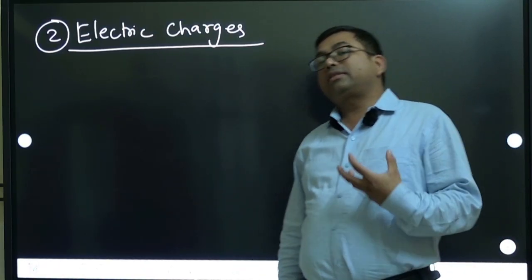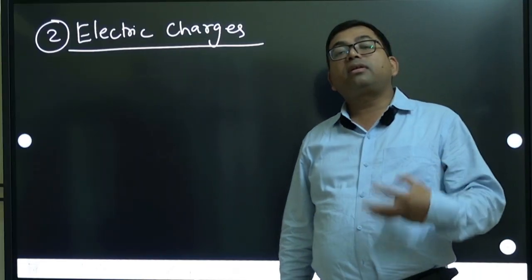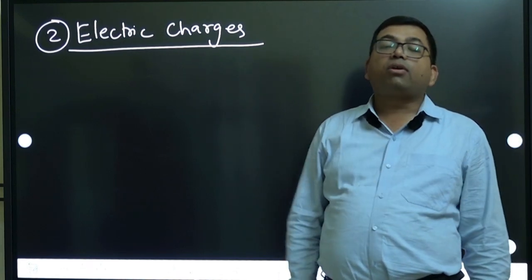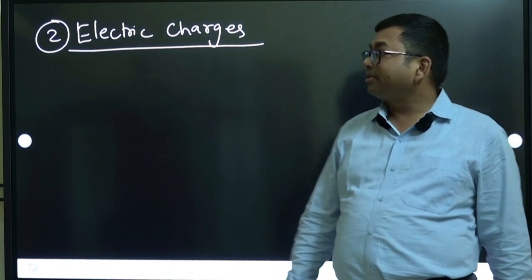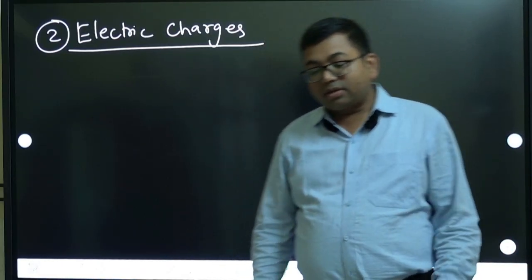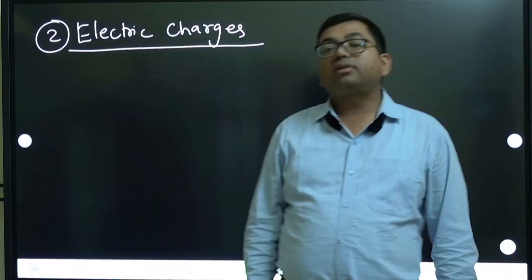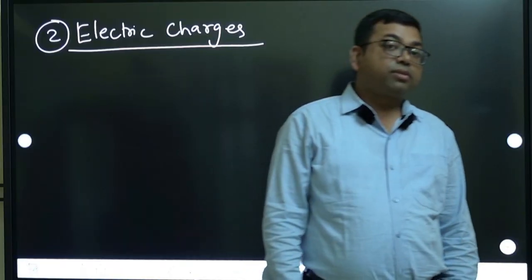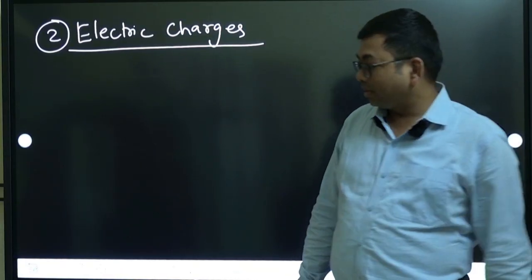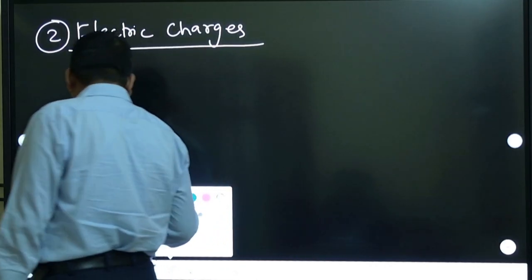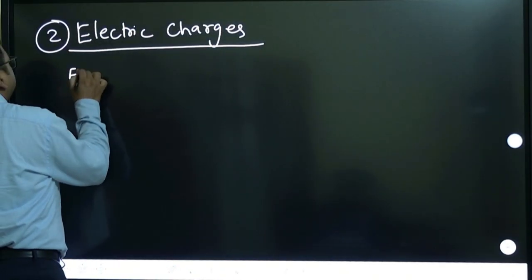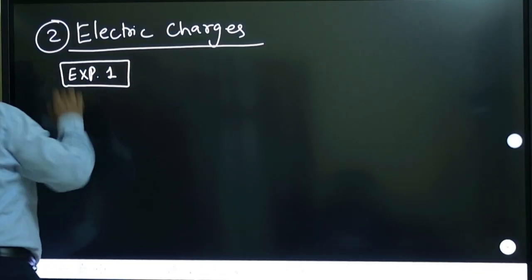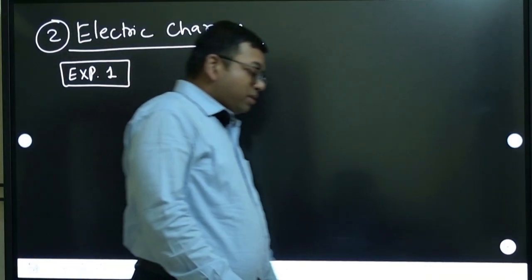Now, what is electric charge and what are the phenomena related with electric charges? Already we discussed those phenomena, which is static electricity. But now let us understand how electric charges were discovered, and some of the experiments which are also mentioned in NCERT. So let us first do a few experiments. Let us take this experiment number 1. In this experiment, what happens?